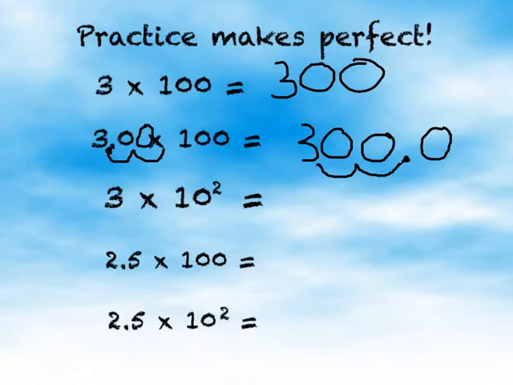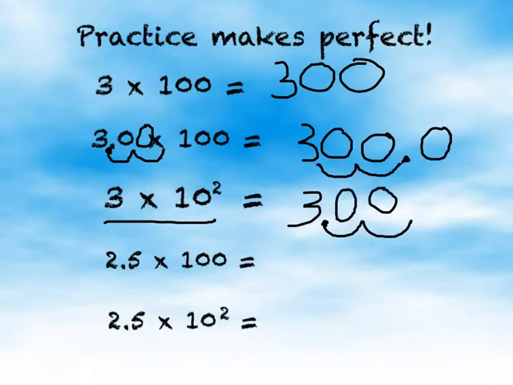So 3 times 100 equals 300. This is the same way to write 3 times 10 to the second power. We know that we have 3. Then we need to move that decimal place 2 times because we need to add 2 place values. 300.